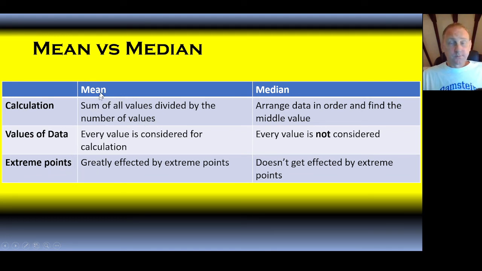So what I was trying to say before is with your extreme points. Extreme points greatly affect the mean. So greatly affected by extreme points is the mean. So you get an extreme point like that example with the manager's salary, it really changes the mean's value. However, extreme points don't affect the value of your median, because again, you're just looking at the middle. It doesn't really matter what those outliers are.